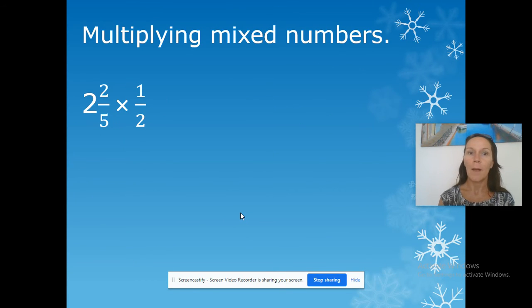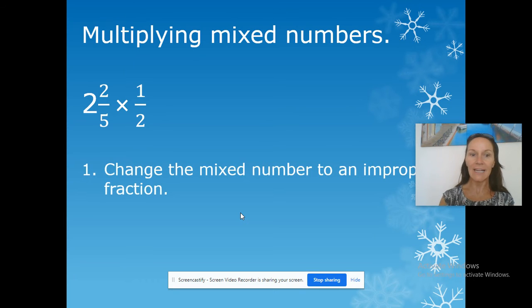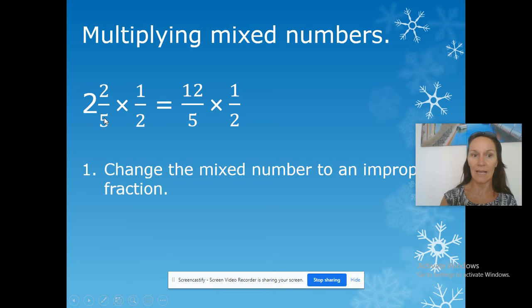So moving on, multiplying mixed numbers. Well, multiplying mixed numbers is very much the same as what we've just been looking at, except here you need to change the mixed number into an improper fraction. So 2 and 2/5 times 1/2. Well, 2 and 2/5, this is what you were doing this week. So 2 and 2/5 is an improper fraction. 2 times 5 is 10, plus 2 is 12. So that's 12/5 times 1/2.